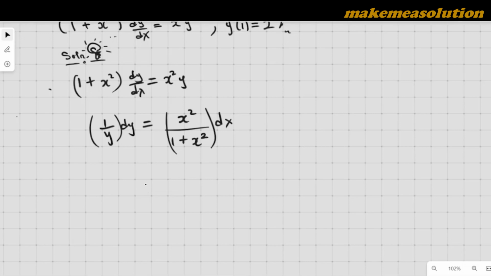Like this, y was on the numerator on this particular right hand side, but once it transitioned into the left hand side, it became the denominator, and this term was on the numerator on this particular side, but once it transitioned to the right hand side, it became the denominator. So we can now integrate from this point. The integral of 1 over y dy is equal to the integral of x squared over 1 plus x squared dx.